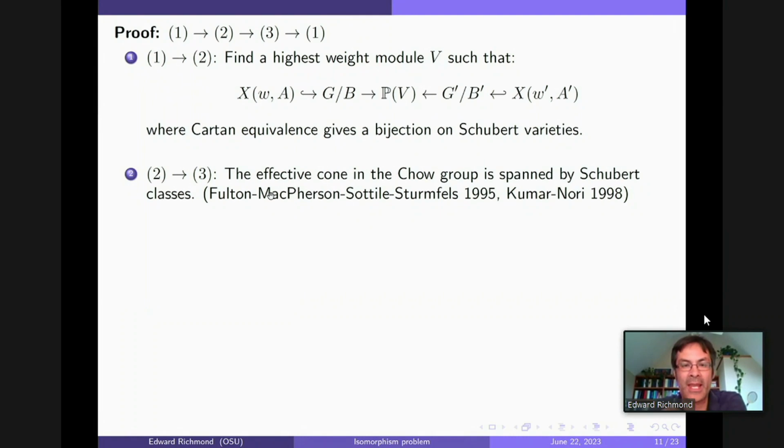But basically, this is saying that if you have an algebraic isomorphism, you look at the corresponding map on cohomology. So effective cone has to map to effective cone. So therefore, the Schubert classes have to map to Schubert classes.